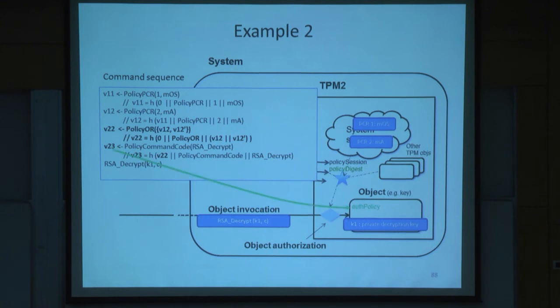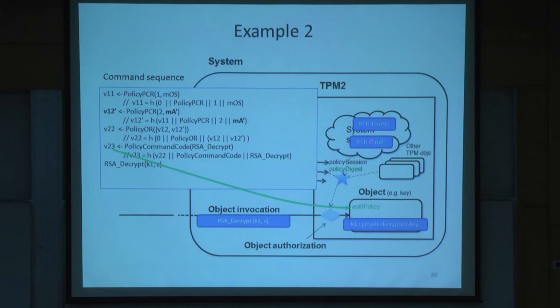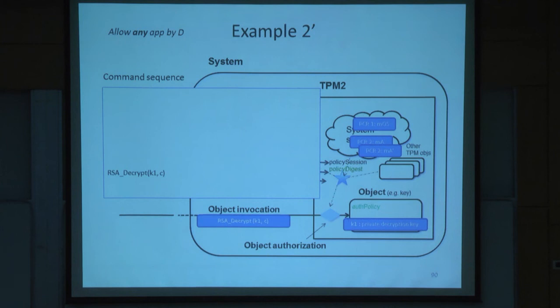If I were running MA, this is the value I would put as the guard value. If I were running MA prime, of course this would change. So v12, when I issue the second command to import this, the policy session will have a different value at that point, but policy OR will again reset this back to this common value because policy OR says that these 2 are acceptable values. Okay? So this way I could have now said that 2 different applications are allowed to use this.